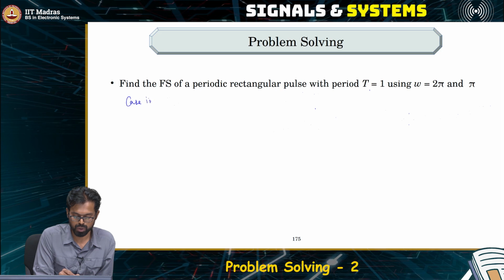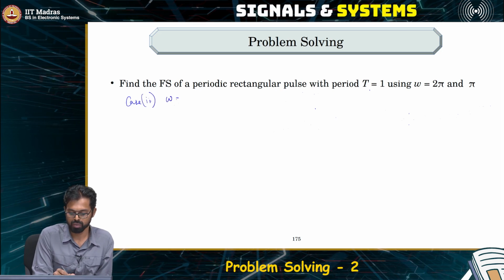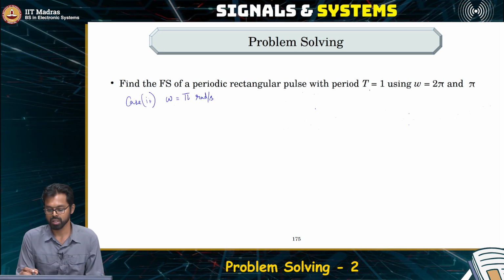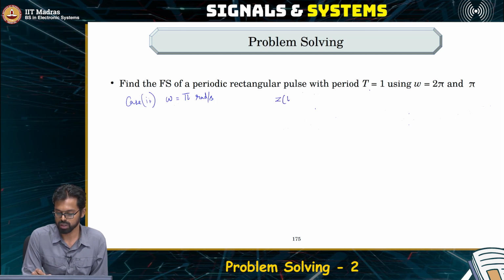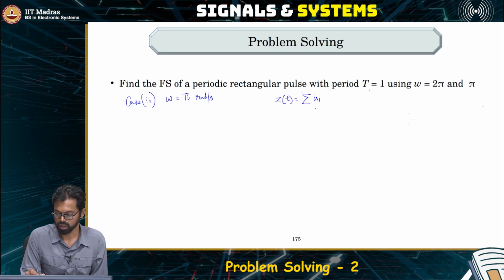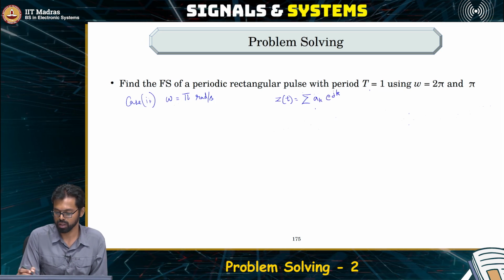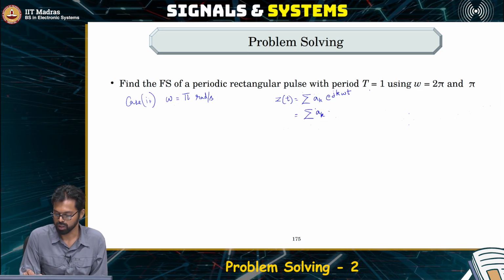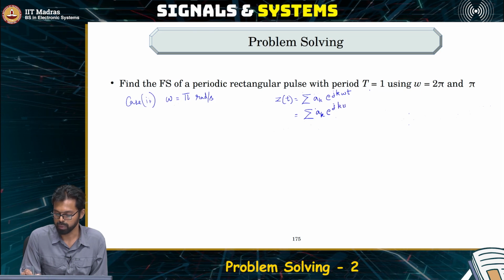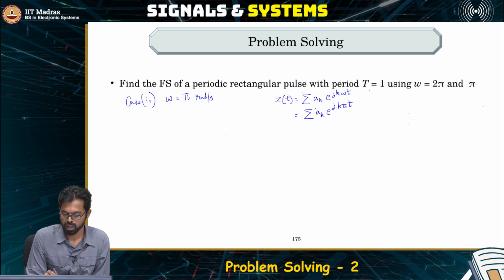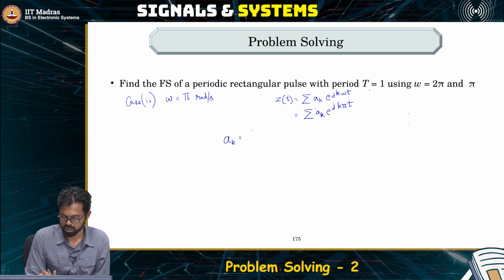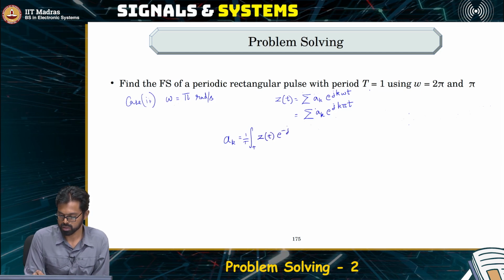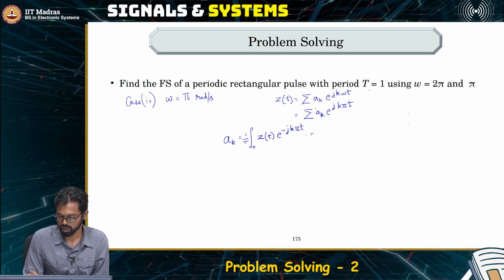So what is case 2? Case 2 is where we change the frequency to pi radians per second. So what is the Fourier series here? The Fourier series now is z of t equals sigma ak e power j k omega t, which is equal to ak e power j k pi t, because we have changed omega. And how do we compute this ak? The ak is now the integral over one period, z of t e power minus j k pi t dt.